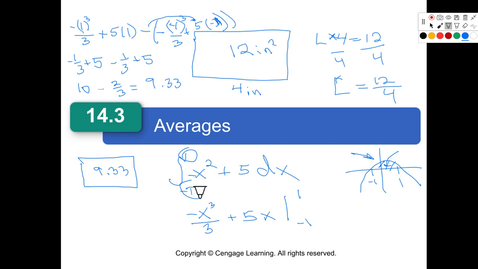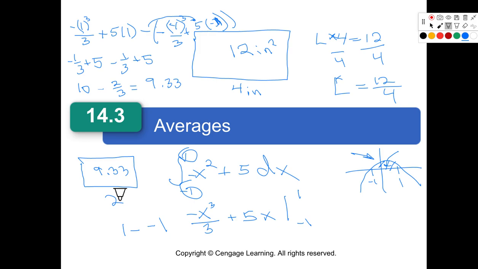If those are the endpoints, how long is that? It's 2. It's 1 minus negative 1. So that's how we just take the top one minus the bottom one. We'll get the length of our rectangle. So it's 2. How are we going to get the height?